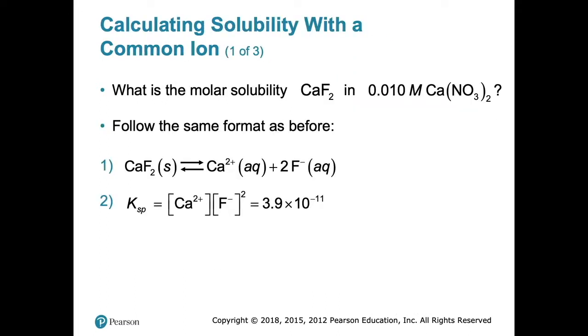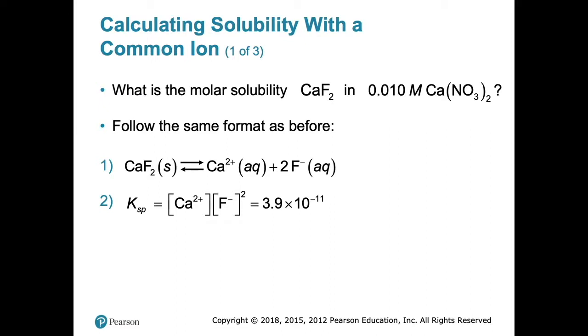Okay, so let's try this now. What is the molar solubility of calcium fluoride in 0.01 moles of calcium nitrate? So now the common ion is calcium, so you know it's going to be different. Same as before, make out your equation. Calcium fluoride becomes calcium plus 2 fluorides. KSP equals the calcium concentration times the fluoride concentration squared, equals 3.9 times 10 to the negative 11, which is the KSP for calcium fluoride.